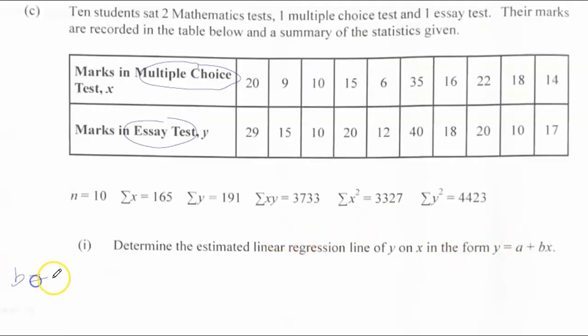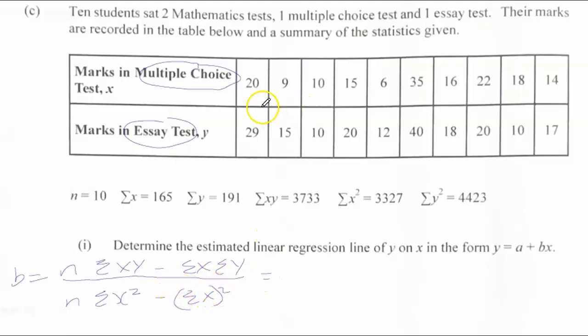The formula for b is n times the sum of xy minus the sum of x times the sum of y, over n times the sum of x squared minus the sum of x, all squared. So n is the number of pairs of values. So 1, 2, 3, 4, 5, 6, 7, 8, 9, 10. So there are 10 students, and we're comparing 2 scores.